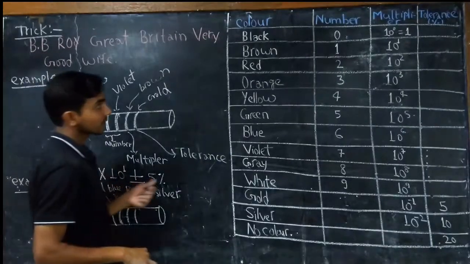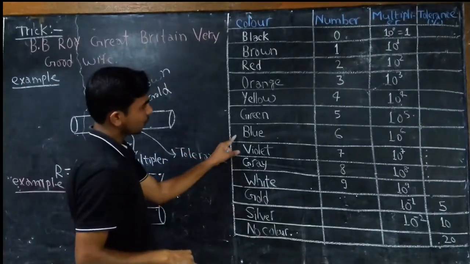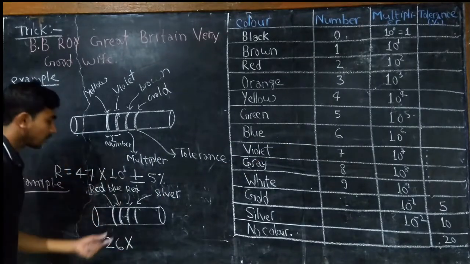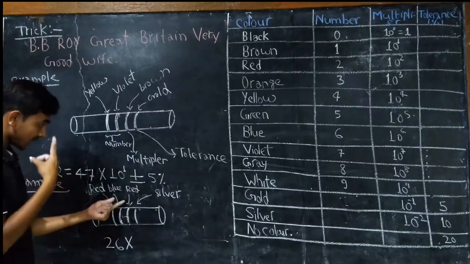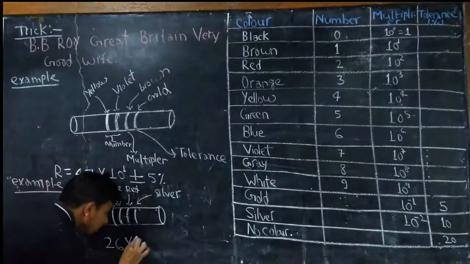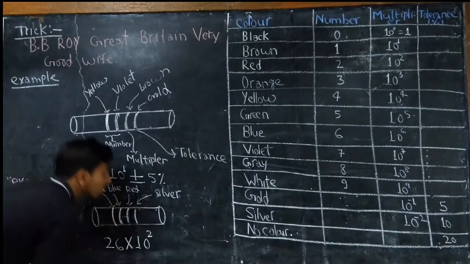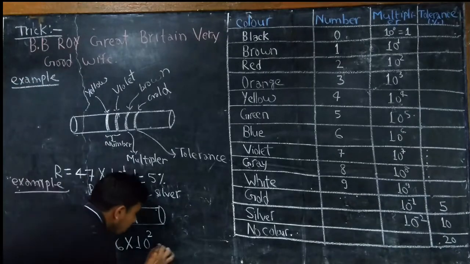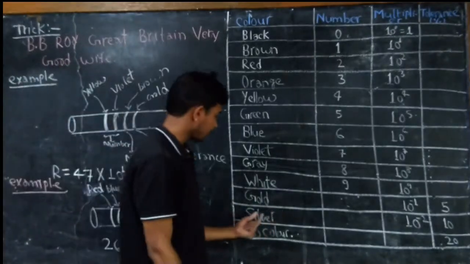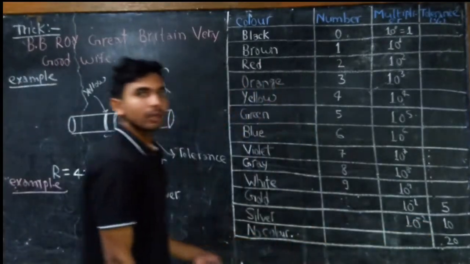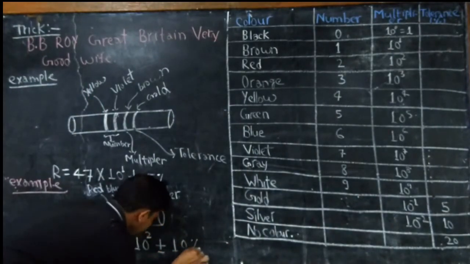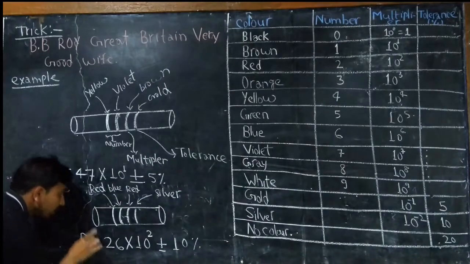Second digit is blue. Blue is having how much value? Blue having 6. So second digit is 6. And the multiplier is again red, so 10 to the power 2. And then tolerance we have to write plus minus, and tolerance I have taken silver. Silver is having how much tolerance? 10%. So this is your resistance of this resistor.